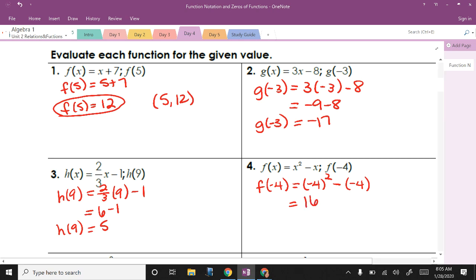And that's minus -4, which changes to what? Plus 4. So you've got to know your sign rules, okay? And then what is 16 plus 4? 20. So f of -4, which means when the x value is -4, the y value is 20.